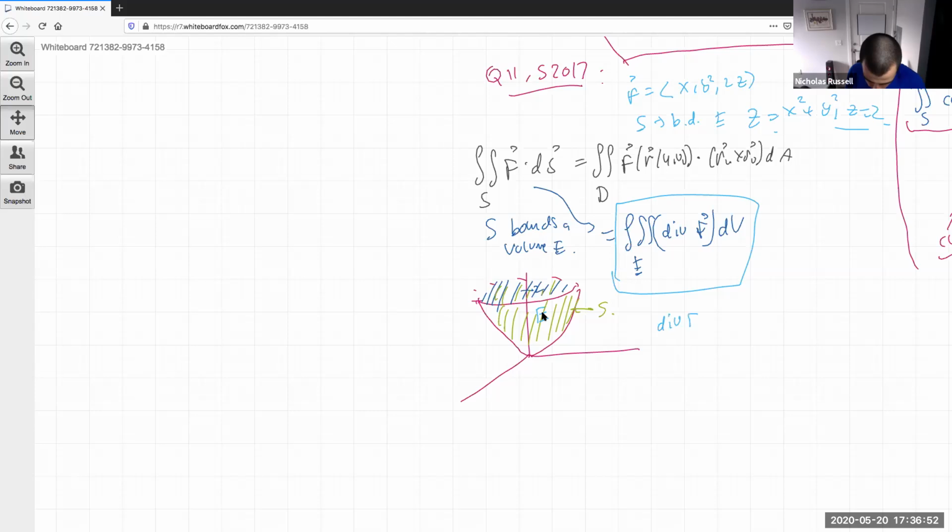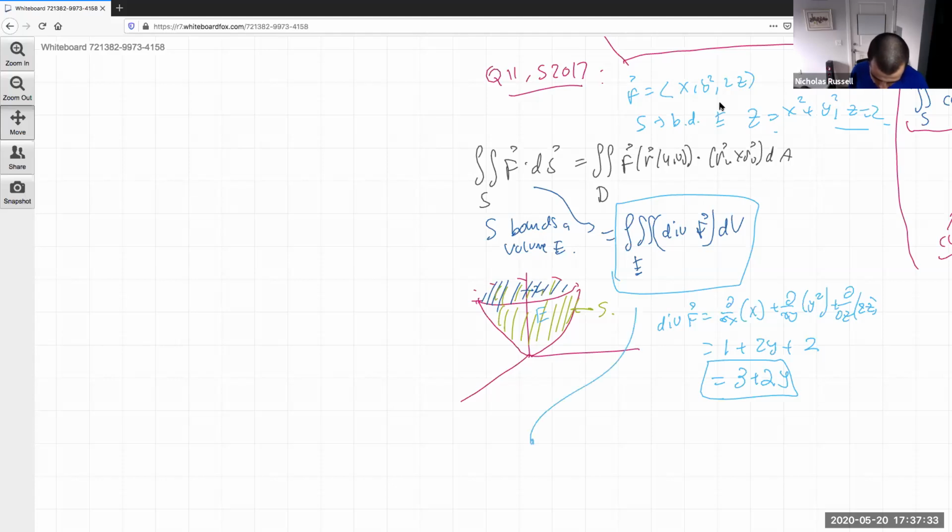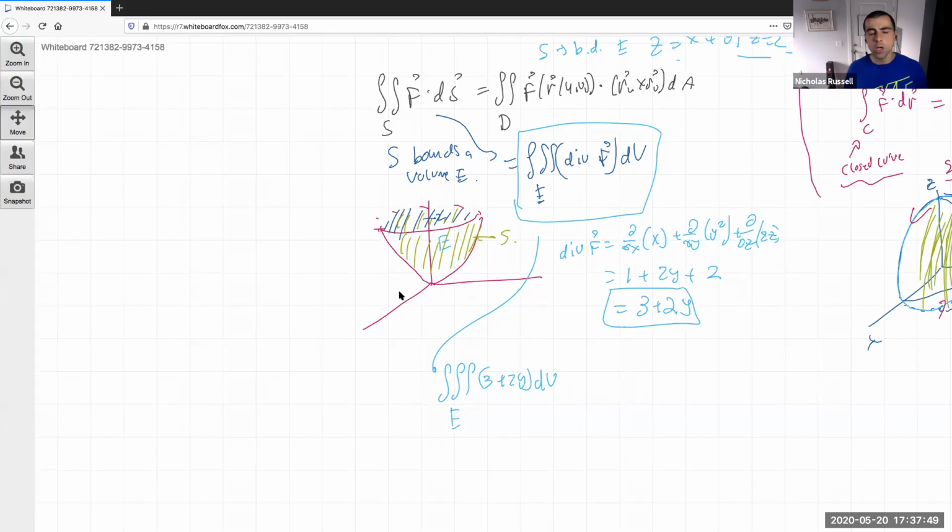So in order to do that, we first off compute the divergence of F. The divergence of F here is the derivative of each one of these components with respect to the variable. So this is with respect to x, this is with respect to y, this is with respect to z. It just so happens that each one of them is just one of those variables in this case. That's very, very rare. But this would be 1 plus 2y plus 2, or you get 3 plus 2 times y. This is the divergence of this vector. So what this entire problem comes down to solving is just a triple integral over E of 3 plus 2y dV, where E is this entire volume. And so all I'm trying to do now is come up with my bounds of integration for this. That's really it.